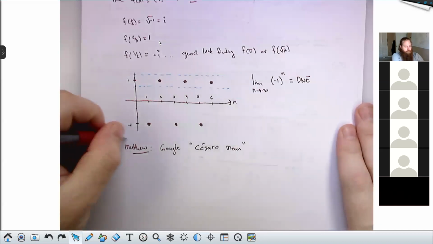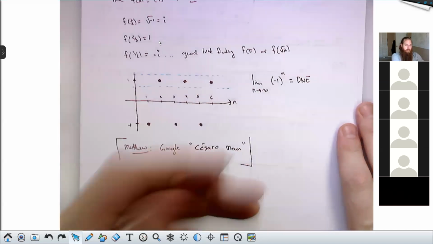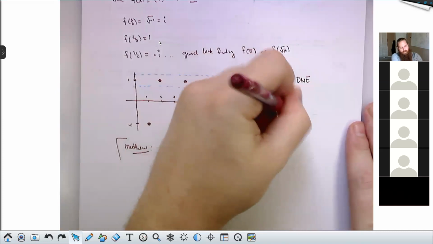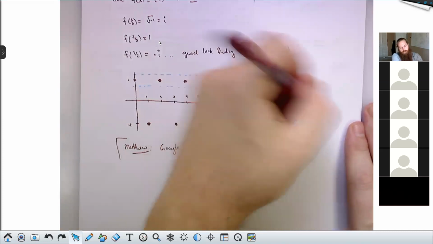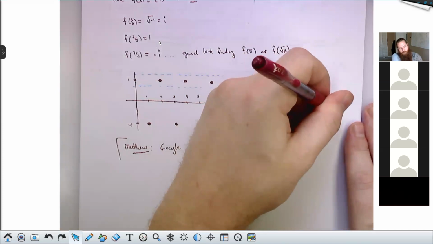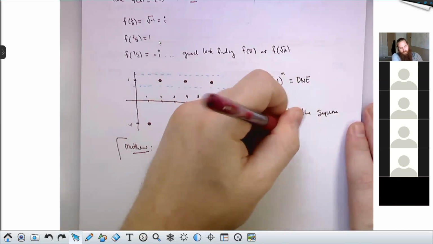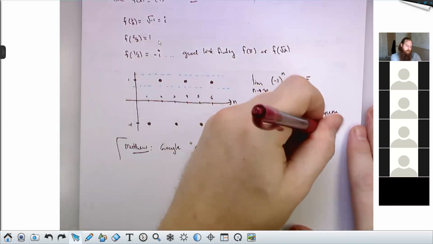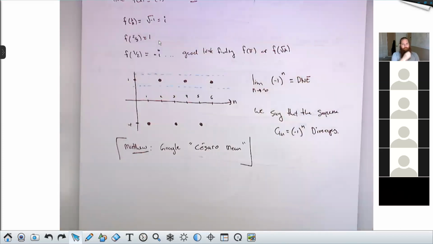So for us, and in general, here we would say that the sequence a_n equals (-1)^n diverges, because there is no limit. The limit does not exist. Remember, for a sequence to converge, the limit must exist and be finite. Otherwise, we say the sequence diverges.